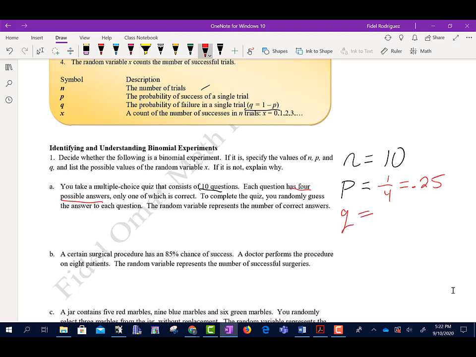q is the probability that I fail, that I don't get it correct. So if the probability that I get it correct is 0.25, the probability that I get it incorrect would be 1 minus that, 0.75, okay?